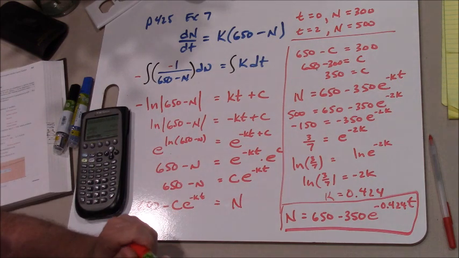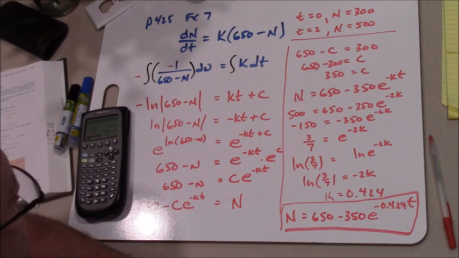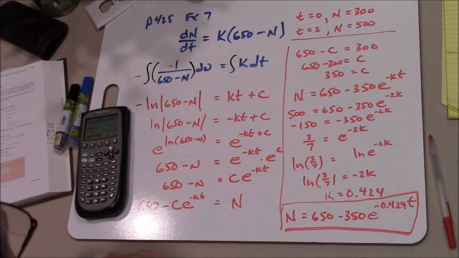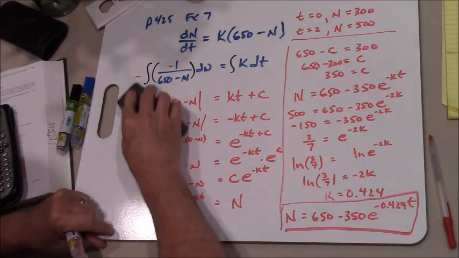equation. Now the last thing I have to answer here is what was the population when t equals 3? So I just have to go back and plug that in. So let me just erase this.